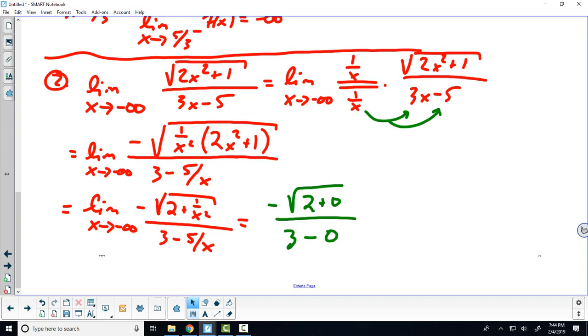I'm now going to just pass this limit through the square root, and distribute the limit here. Up above, I've also got to finish distributing that limit out. Now we're ready to evaluate it.